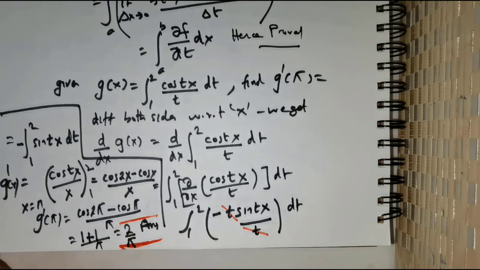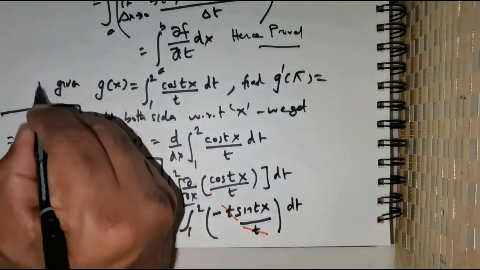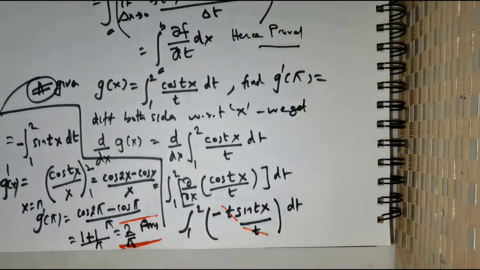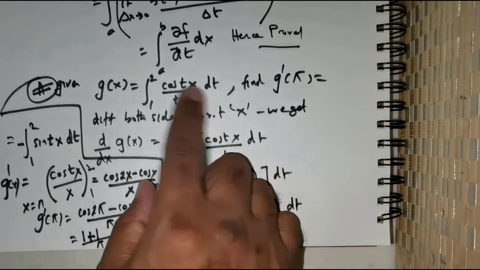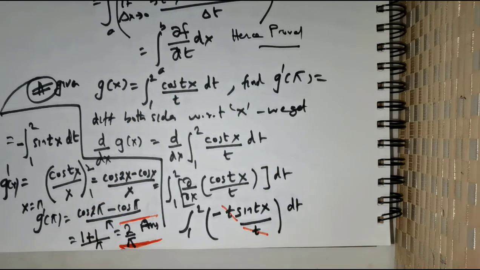This is a beautiful question, students. I hope you understood it. It looks a little bit challenging because of the presence of two variables, yet with Leibniz rule number 1 we were able to achieve the outcome. So we will move on to the next one.